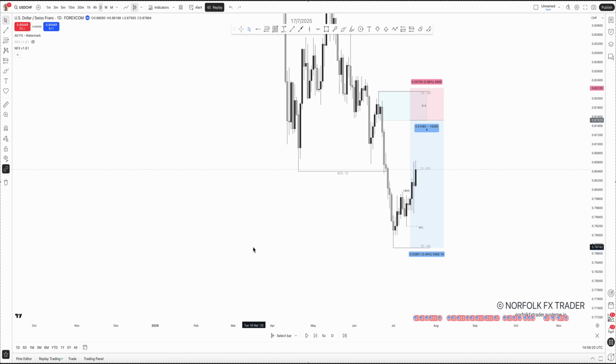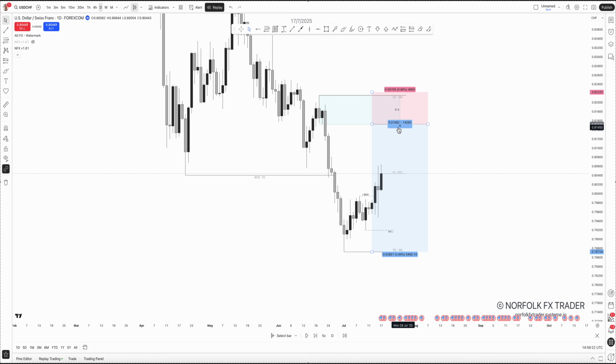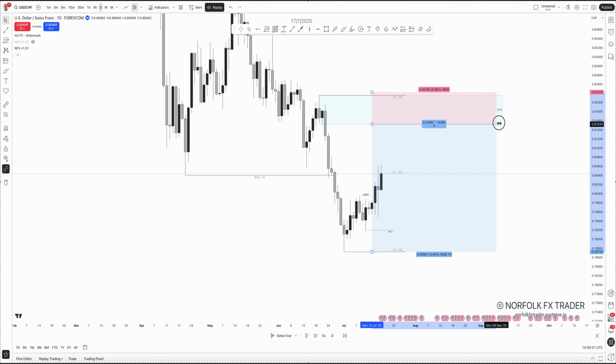We can see at this stage, we're looking for this potential pullback. So we're looking for the market to pull back towards this zone here. Let me drag this across a bit more. So we're looking for a pullback into this area where we can look for this potential daily sell. But we can look to increase that risk to reward.